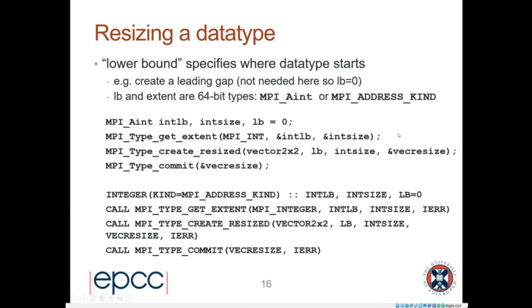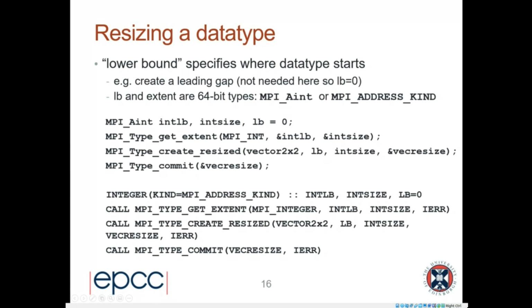I get the extent, which is the int size. I say I want to create resize. This is the old thing, vector 2 by 2. I want it to have lower bound 0. I want it to be the size of an integer now, and I get this thing called vec resize back, and I have to commit that vector type. So that's all a bit horrible, but it basically gives me a data type which has the correct size. I've called it vec because it has the correct size.